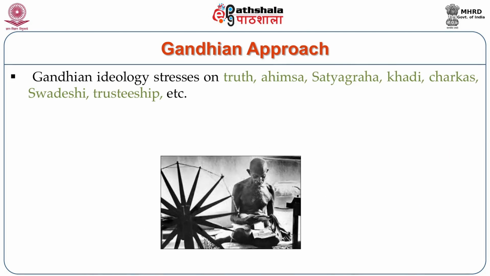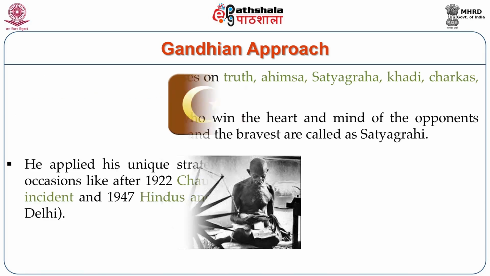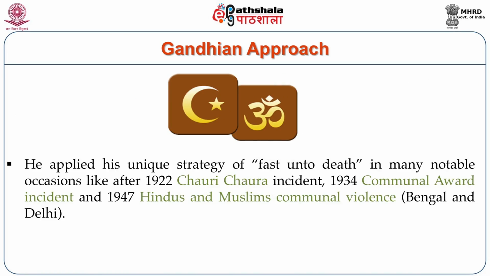Now, Gandhian ideology stresses truth, as we have come across: ahimsa, satyagraha, khadi, charkha, swadeshi, trusteeship, etc. For Gandhi, and this is quite an important ideological dimension, the people who win the heart and mind of their opponents voluntarily, the strongest and the bravest, are called Satyagrahis. So you have to win the heart and mind of the opponents also. He applied his unique strategy of fast unto death on many notable occasions, like after the 1922 Chauri Chaura incident, the 1934 communal award incident, and in 1947 the Hindu-Muslim communal violence that took place in Bengal and Delhi.